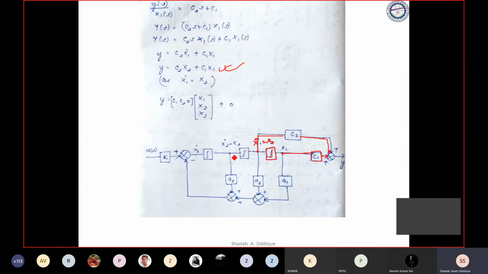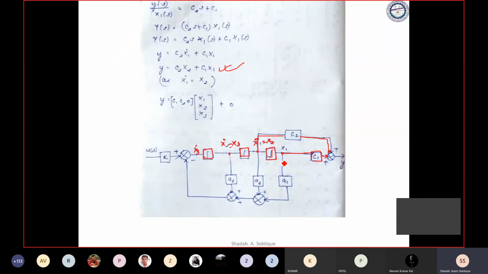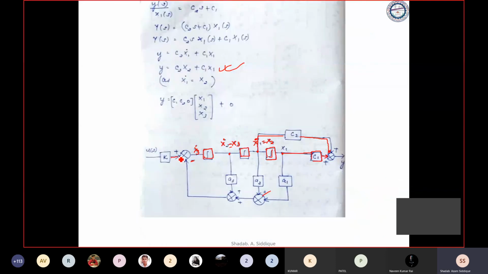Now x2 is nothing but the integral of x2 dot, and x2 dot is nothing but x3, which is represented here. x2 dot is equal to x3. And again for x3, the previous node will be x3 dot. Now what is x3 dot? You can see this equation. x3 dot is equal to minus a1 x1 minus a2 x2 minus a3 x3. All these will be connected to the minus sign, and plus ku, which is written here. So plus ku we can write, and we can add all these.